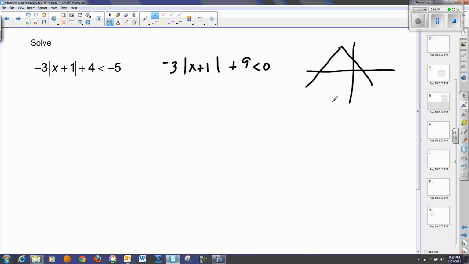Again, pick (0, 0), plug it in, and ask yourself, is 6 less than 0? No. So I would shade to the outside of this. So notice my solution, for instance, is outside of this number and outside of this number. Let's solve this using the principles of the last problem. We're going to isolate the absolute value, which gives me a -9.